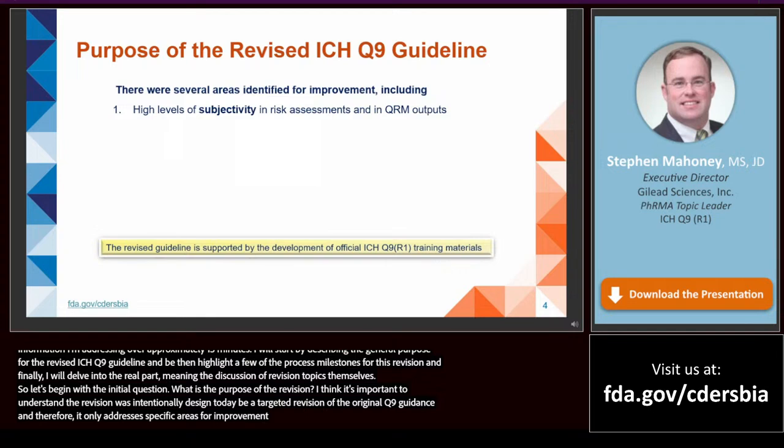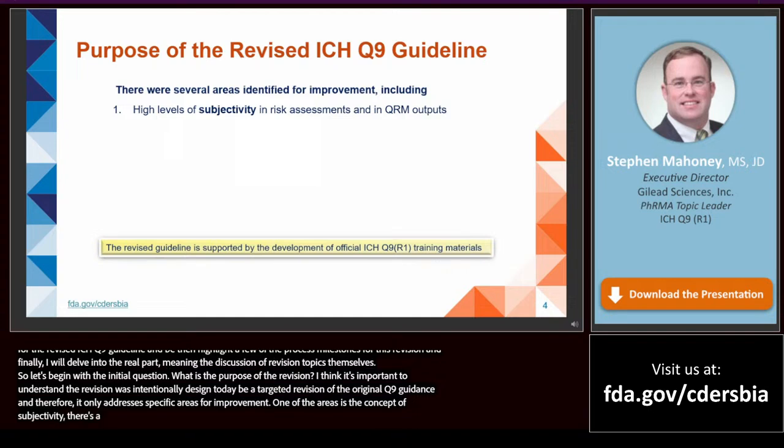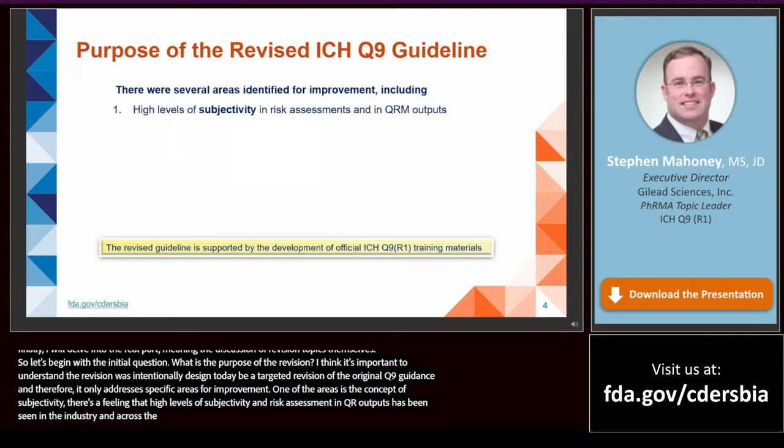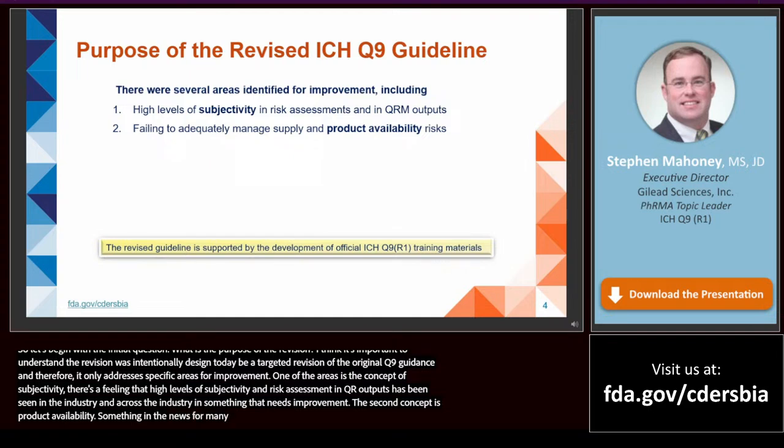One of the areas is the concept of subjectivity, as there was a feeling that high levels of subjectivity in risk assessments and in QRM outputs have been seen across the industry, and something that needs improvement. The second concept, of course, is product availability. It's something that's been in the news for many years, and it's something that obviously is a great concern to industry and to our patients.